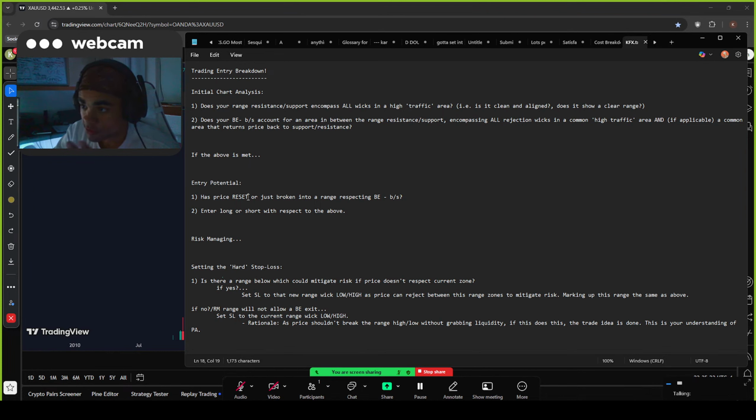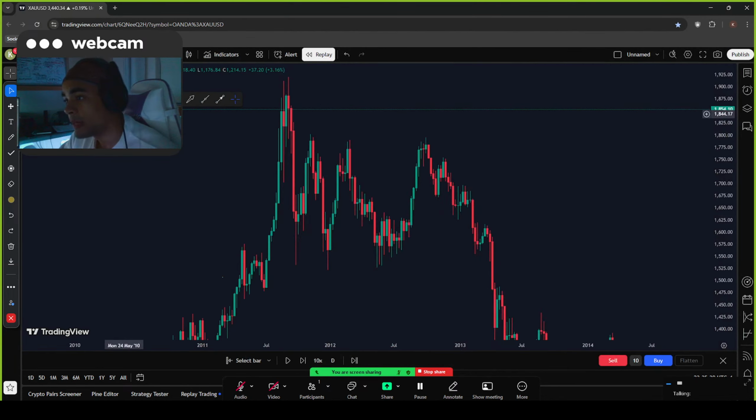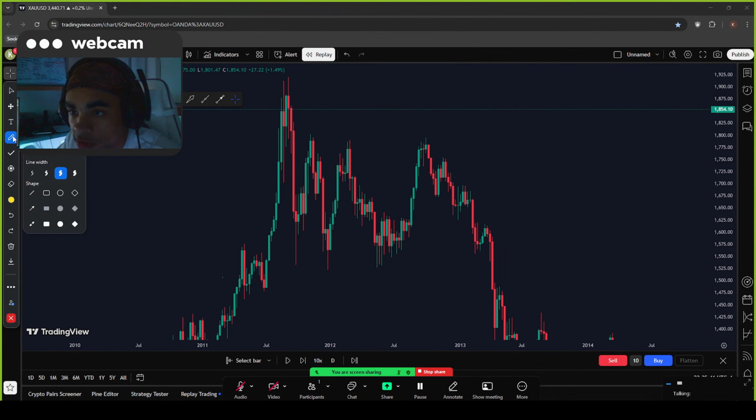Has the candle actually closed outside, then closed back inside, forming a tap either in the support level, which is the bottom wick level, or the resistance level, which is the top wick level? And that's what I mean by respecting break-even buys. Or also respecting break-even buys. So what does this mean? So, using the same range to keep things simple.